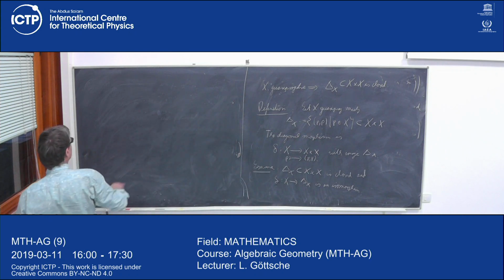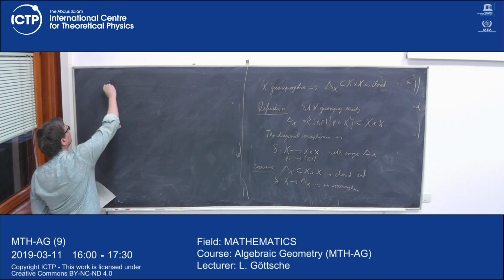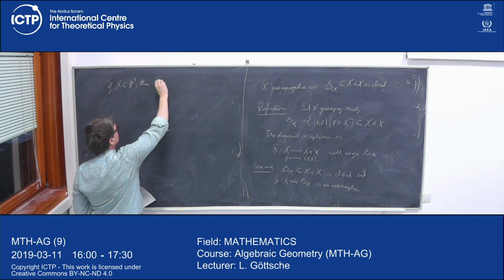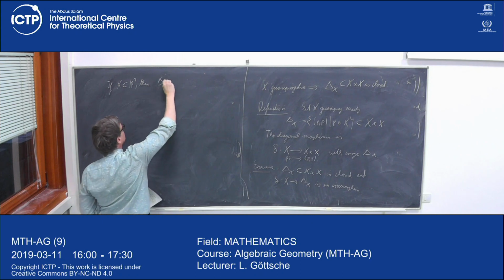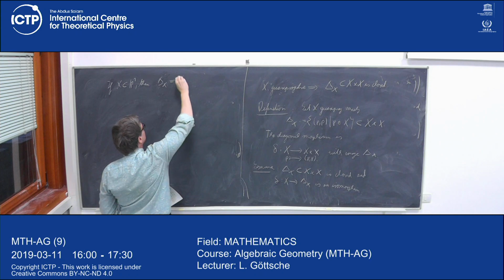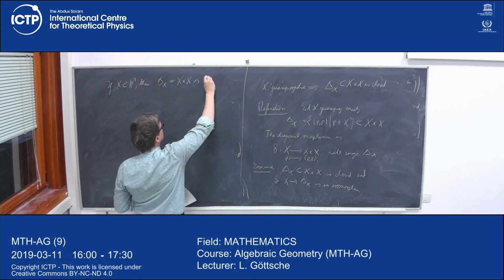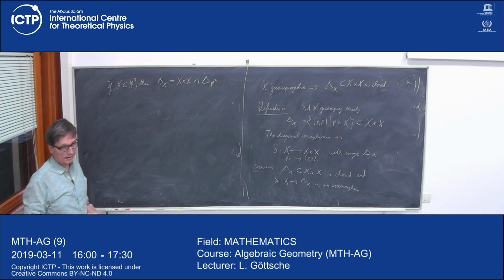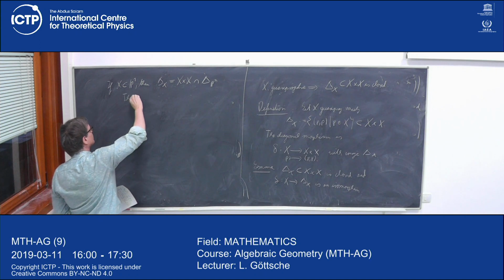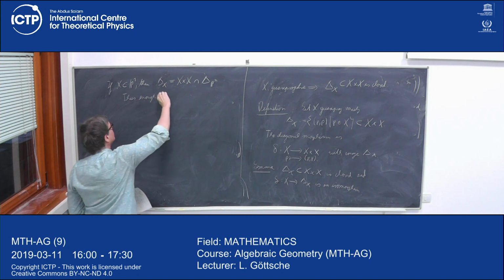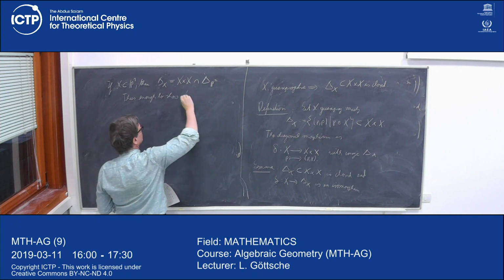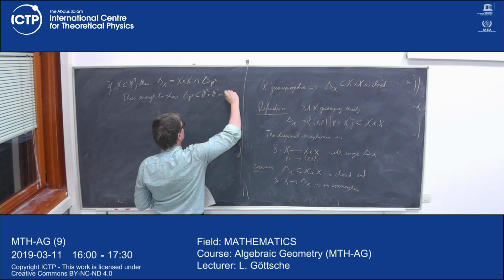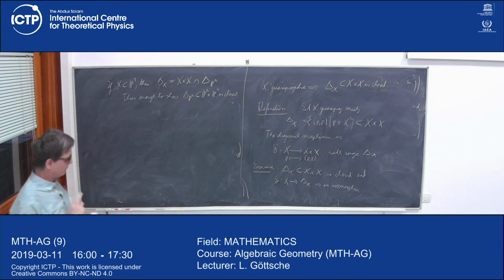Because if x is in Pn, then delta x is equal to x times x intersected with delta Pn. No? I mean, that's clear. So that's enough to show that delta Pn inside Pn times Pn is closed. Took a bit longer than I thought. Anyway, okay, so let's see that.